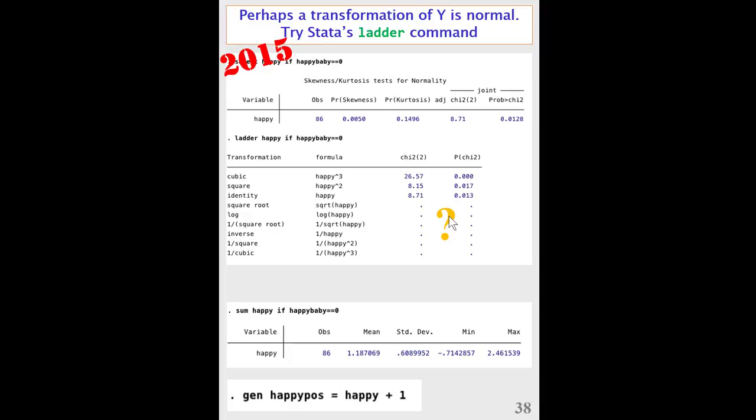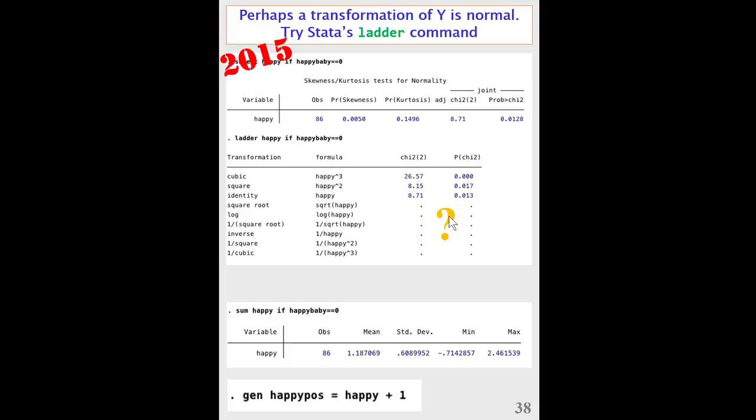So we know that this is below and above 0, and in all likelihood 0 is also in there every once in a while. So that will certainly mean that, for instance, the log of happy won't work, and 1 over the square root also won't work, and 1 over happy squared also won't work.